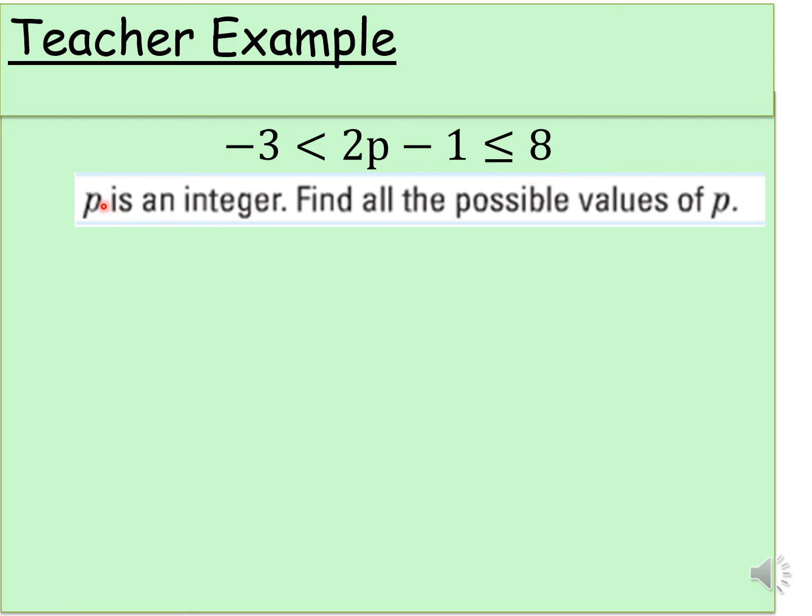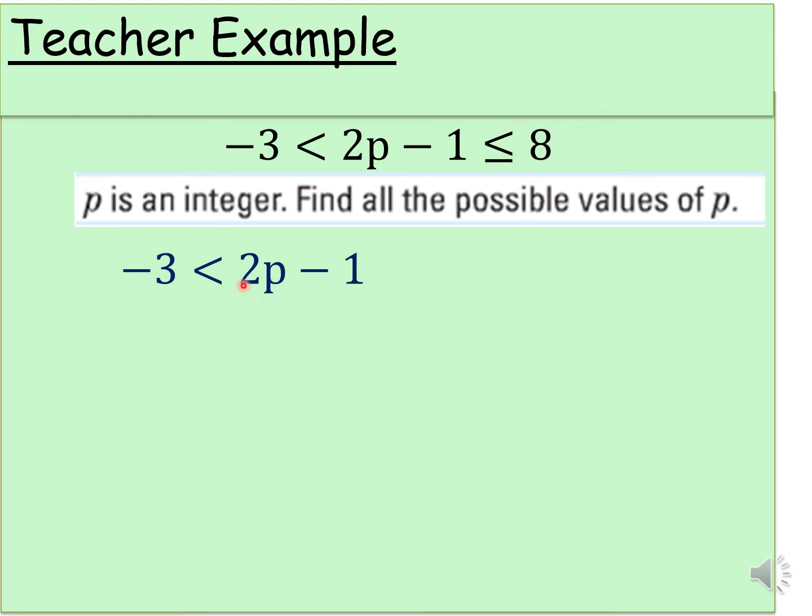The question says p is an integer. Remember, an integer is a whole number, so it can't be a decimal. And then it says find all the possible values for p. The way to solve this inequality is to ignore the upper part first and focus on the lower limit and the middle part, like that. Forget about the upper part.